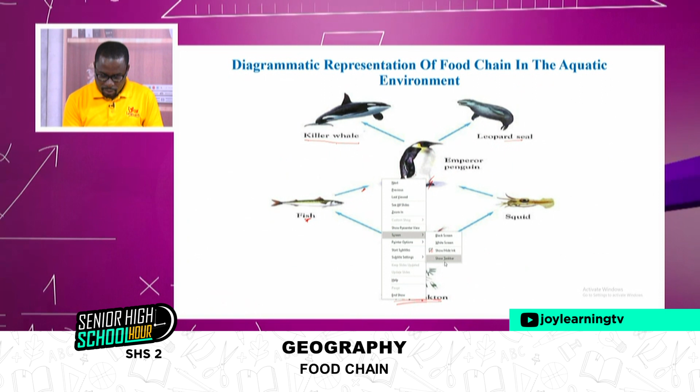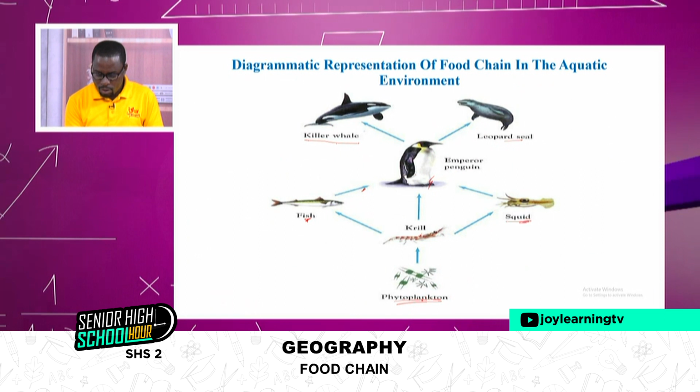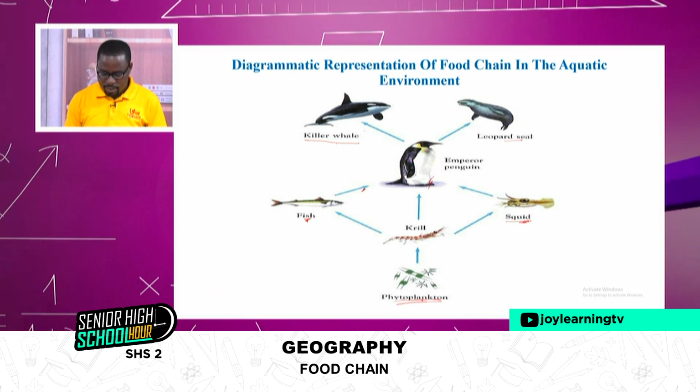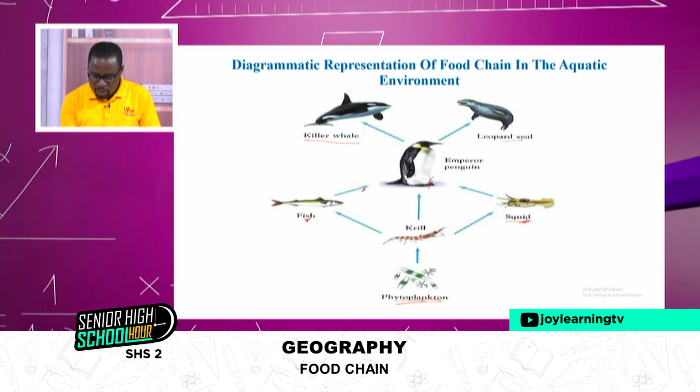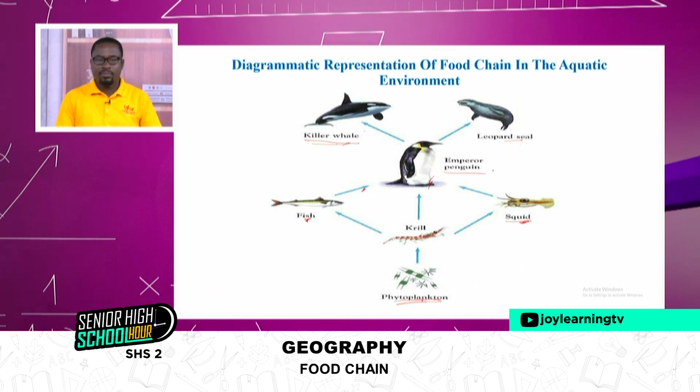Moving to this side, we have the phytoplankton. The krill feeds on the phytoplankton, and the krill is also fed on by the squid. Then the squid, penguin. So the penguin, hey, it feeds on so many things. The penguin feeds on the squid. The leopard seal and then the killer whale also feed on the emperor penguin. Is that okay?